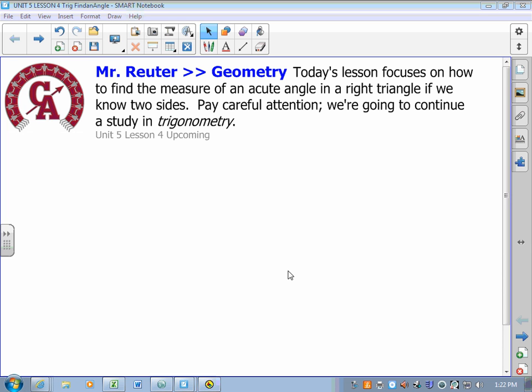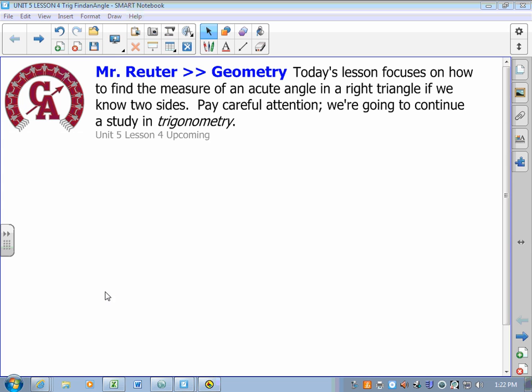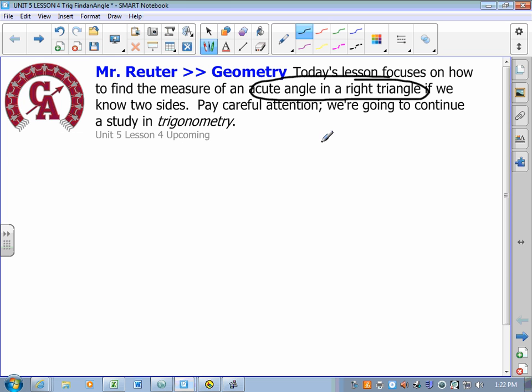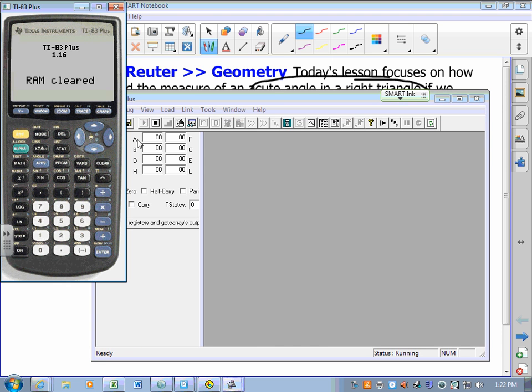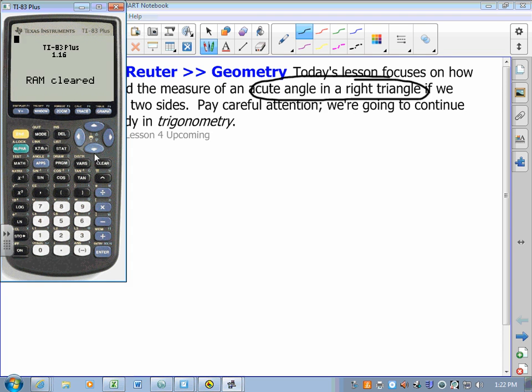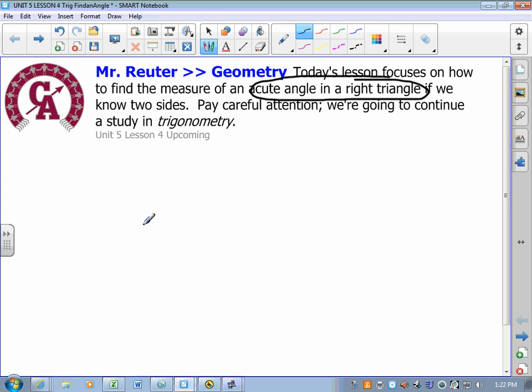Okay, so in our show today, we're going to have to get our calculators out, because our calculators are going to help us find angles in a right triangle if we know two sides. That's the big deal. We're looking for acute angles in right triangles if we know two of the sides. So we're going to have our calculators out. We're going to hit the mode button, and we're going to make sure that we're in degree mode. That's great. We'll need that a little bit later.